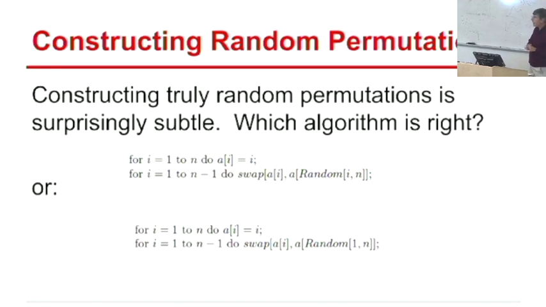Okay. Now, how do you construct random permutations? This is an interesting problem. Again, it's an algorithmic problem. One way to construct a random permutation is as follows. You know that you have random number generators, and you can generate a random integer from 1 to n easily. Random number generators typically give you a number between 0 and 1, and you multiply that by n to get a random integer between 1 and n.